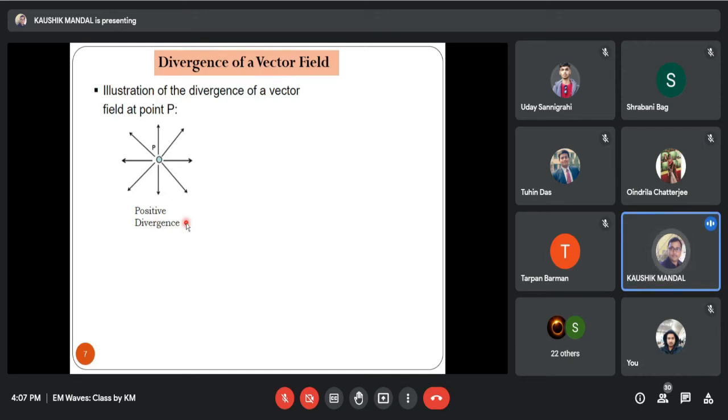If the field vector is radiating inward, then in that case the divergence of F will be negative.